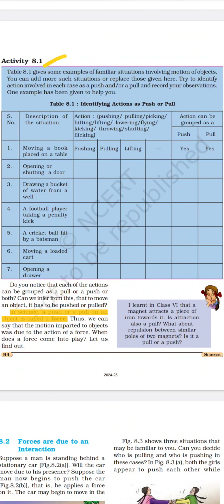Activity 8.1, Table 8.1. Give some examples of familiar situations involving motion of objects. You can add more such situations or replace those given here. Try to identify the action involved in each case as a push and or a pull and record your observation. One example has been given to help you.